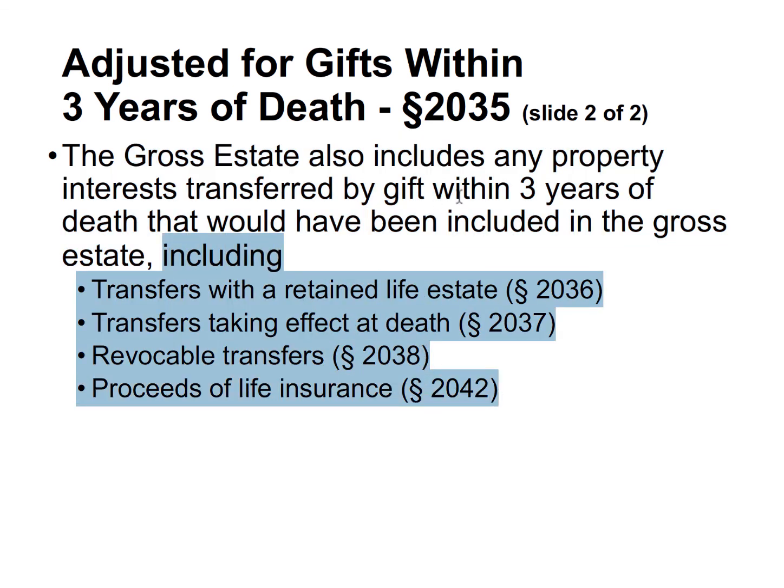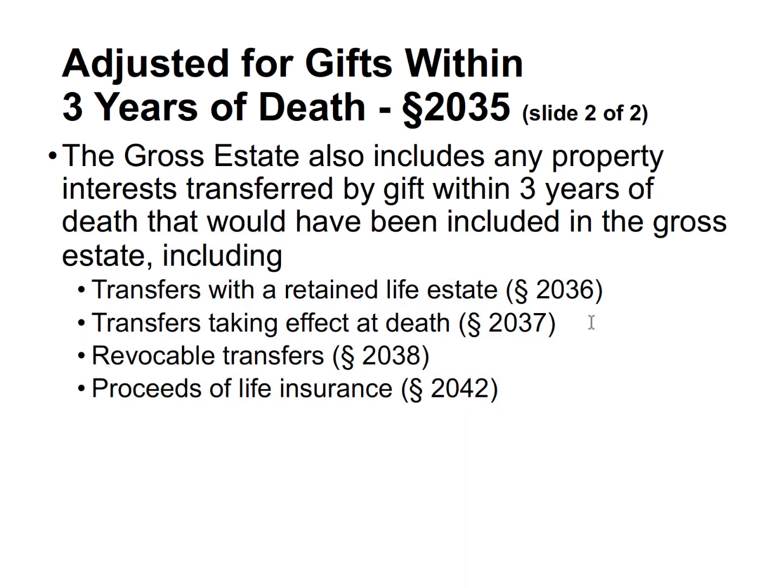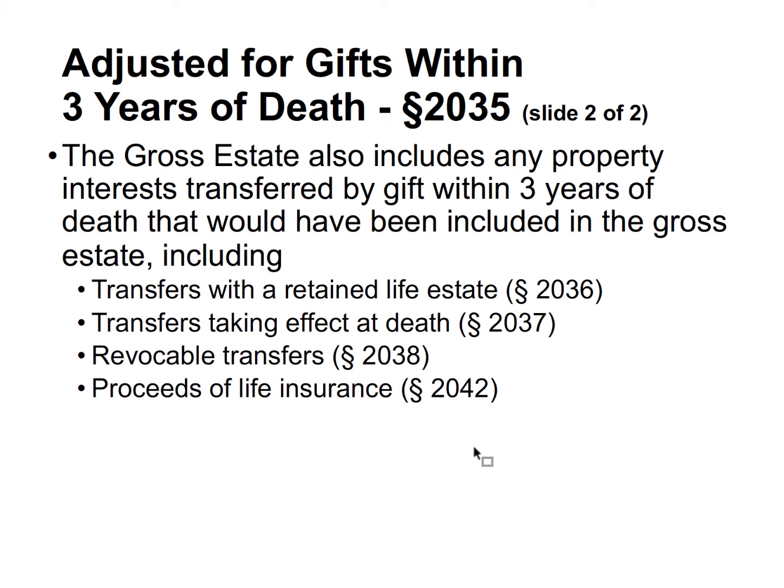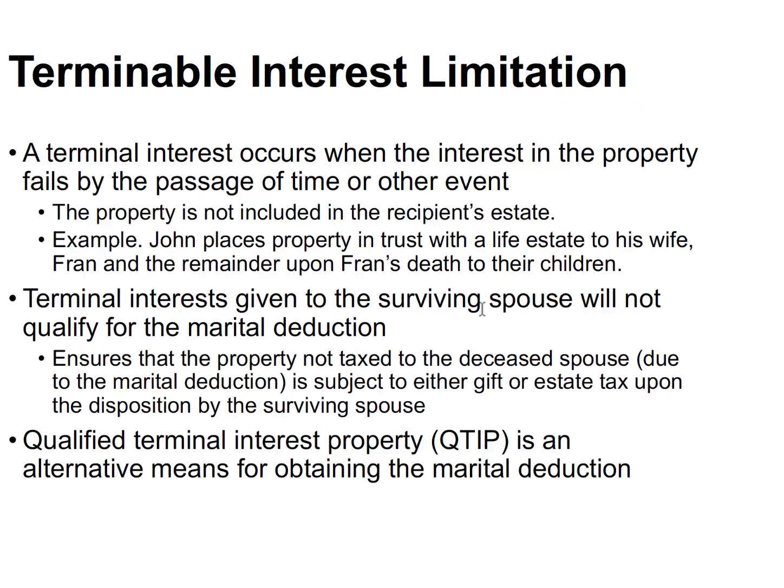But any transfers of property within 3 years, the value of that property comes back into the gross estate. Okay? Even if it was made by gift. That's what it's saying. So both the gift tax paid, as we saw on the previous slide, and the actual amount of the gift in those years. And it's actually the value on the death that we actually put back in.